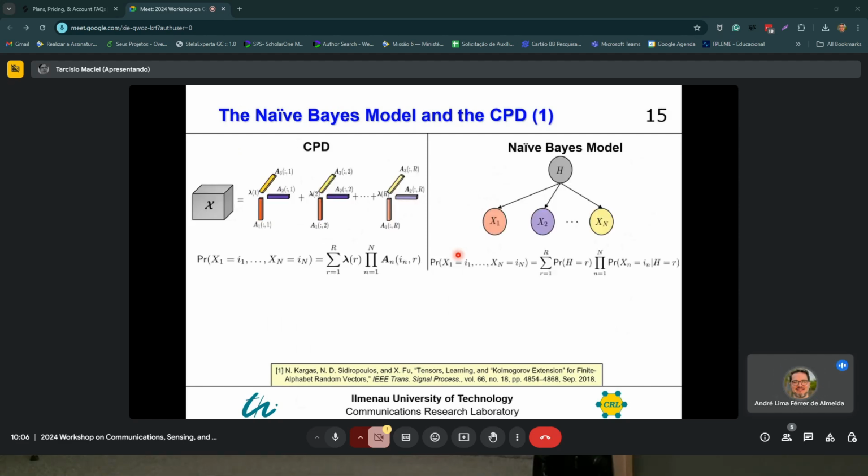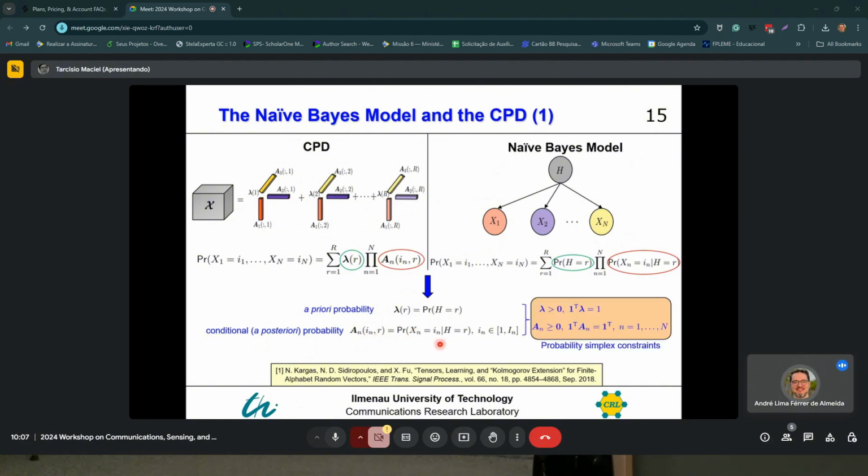Here we have the two pictures, and we can of course identify the a priori probabilities of the random variables as the entries in our loading vector lambda, and then the conditional a posteriori probabilities, so the probability of xn being equal to i, given the value of H being equal to r, as the entries of our factor matrices. Actually, right? So i_n would be the row index, r is the column index.